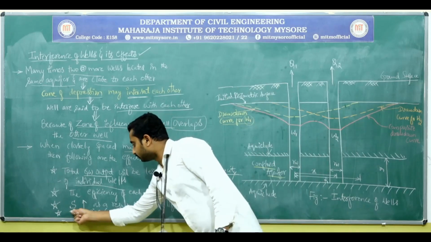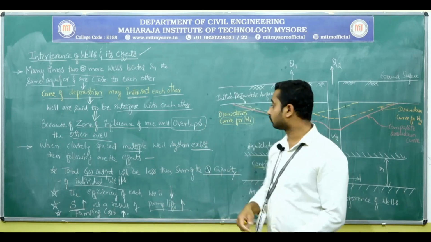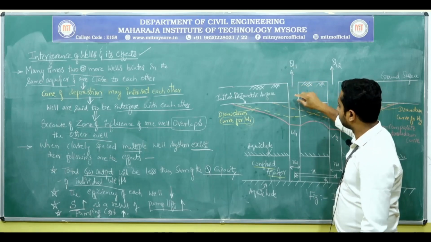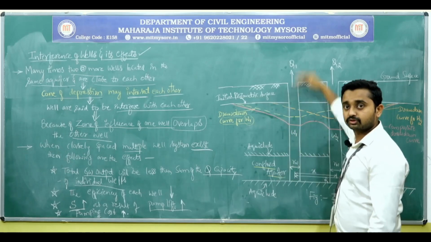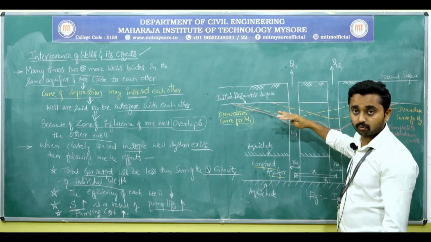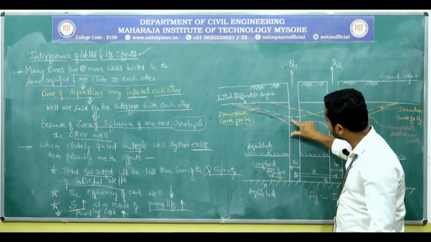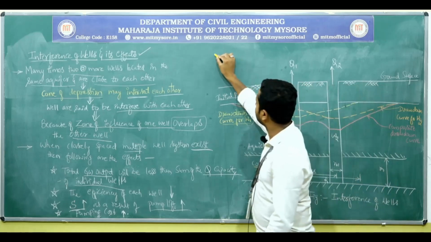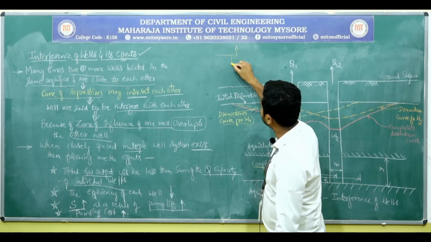Next one, drawdown increases as a result of pump lift. Of course, once you start the pumping, the water level is going to decrease. Once you start the pumping, the water level in the well will be decreasing in nature. So water level decreasing is nothing but drawdown increasing. Correct? Initially the water level is at this point, once you start the pumping, the water level will be decreasing.